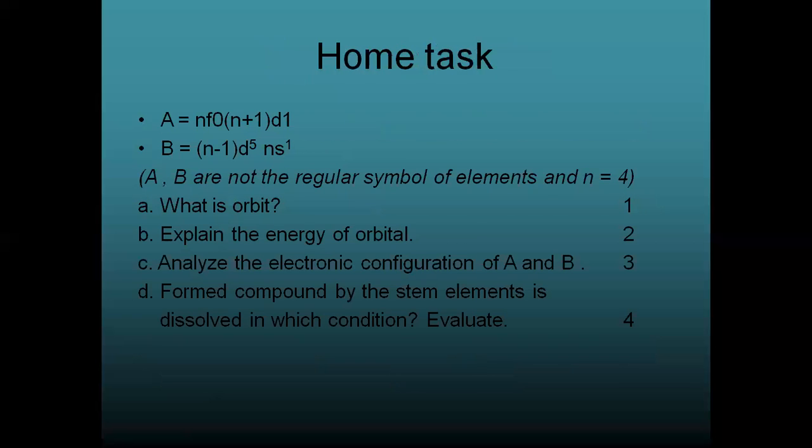So there is a home task for you. Two elements A and B are given. The question is set for: what is orbit, energy level, configuration of A and B on the basis of electrons, now form a compound by the elements, and dissolve in which condition, evaluate. This type of question is set from this stem. Dear cadets, you solve it and send it to my inbox.